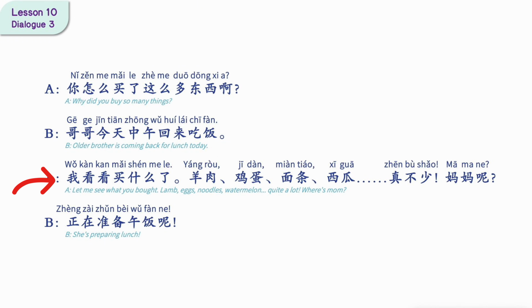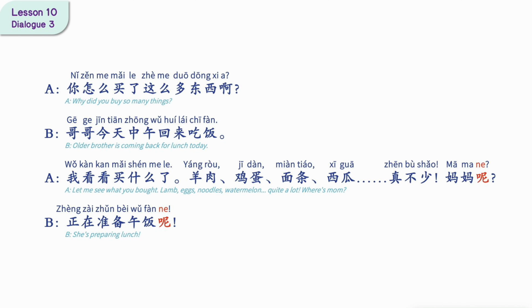我看看买什么了? Let me see. Doubling the verb means the action is finished and can be really short. 我看看, let me see, let's have a look. 买什么了? What did you buy? 羊肉、鸡蛋、面条、西瓜。真不少. It's quite a lot. 不少. 少 is less, few. 不少 is more. So you can also say 真多, really a lot.